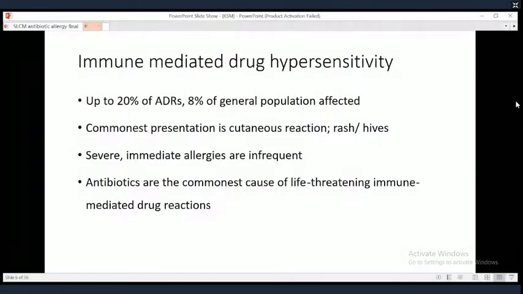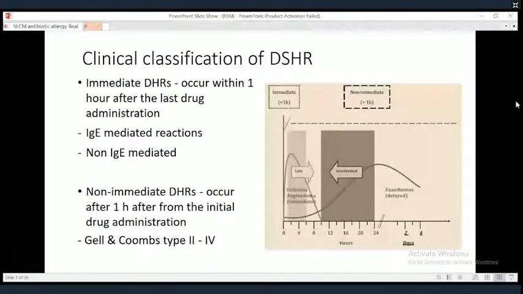So immune-mediated drug hypersensitivity is very important because it can account for about 20% of all adverse drug reactions. And when you consider the general population, about 8% of people may be affected by immune-mediated drug hypersensitivity. So the commonest presentation is cutaneous reaction. They will present with either rash or urticaria or angioedema. So severe immediate allergies are quite infrequent. And you have to remember that antibiotics are the commonest cause of life-threatening immune-mediated drug reactions. So that is why we have to be very careful when it comes to using antibiotics.